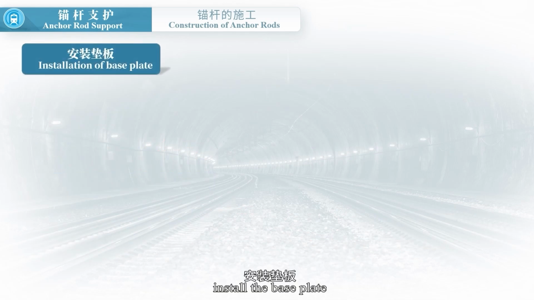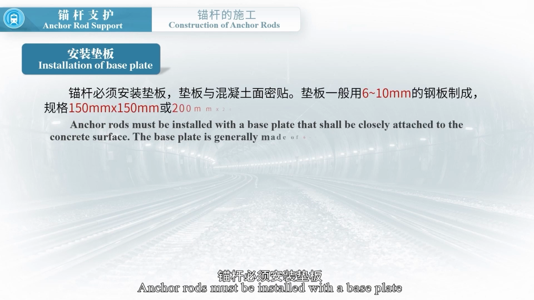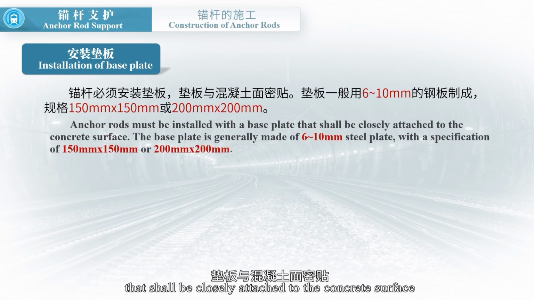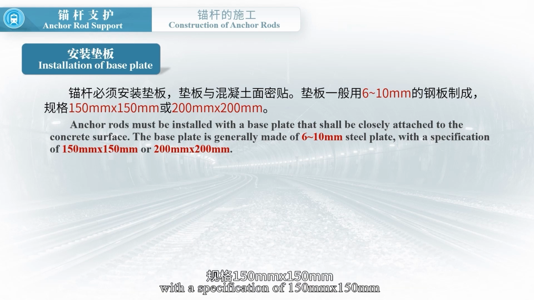Next, install the base plate. Anchor rods must be installed with a base plate that shall be closely attached to the concrete surface. The base plate is generally made of 6-10 mm steel plate, with a specification of 150 mm by 150 mm or 200 mm by 200 mm.